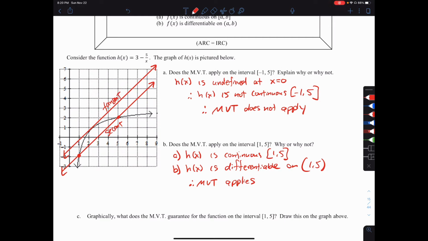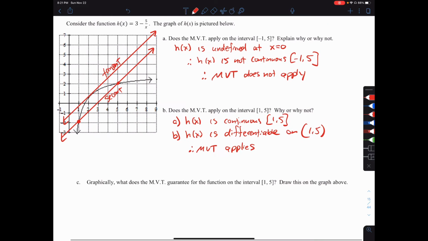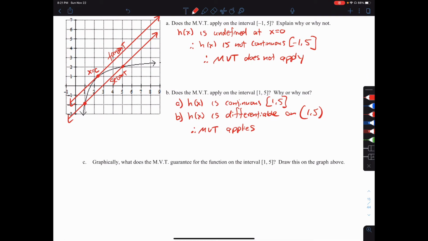Now I can't tell for sure by looking at this graph what that actual point is. It doesn't look like it's an integer. But this point here, this x value, we're saying that x value is c. So graphically, what does this guarantee?